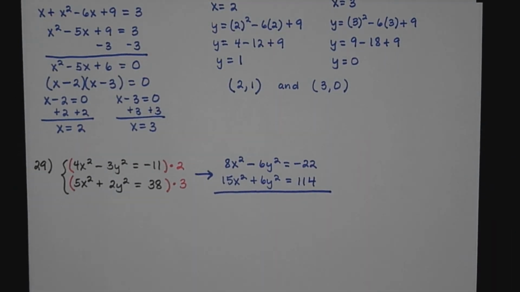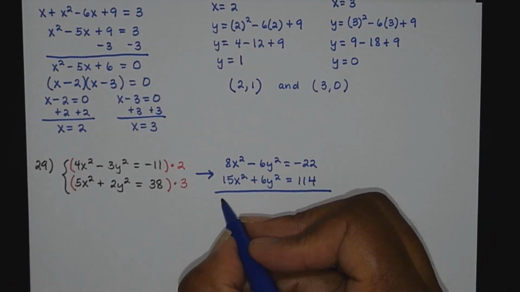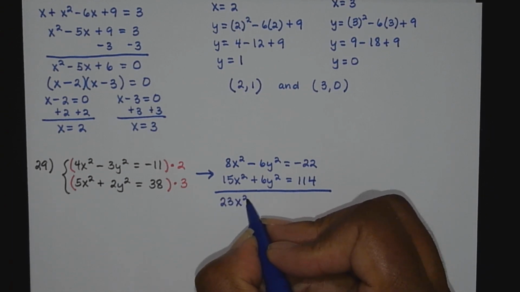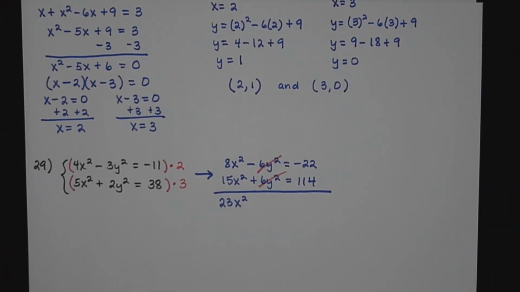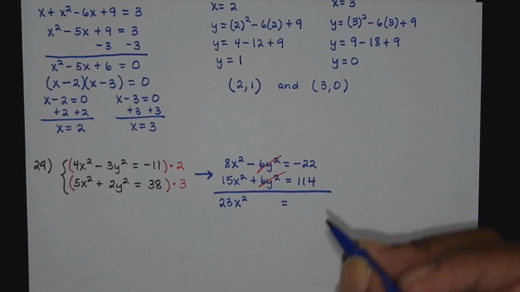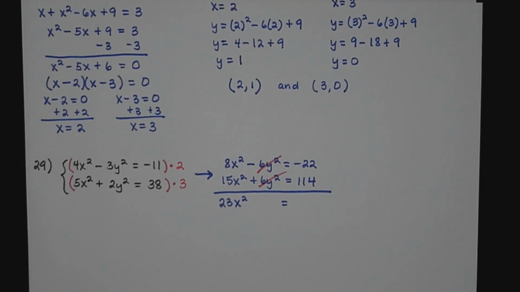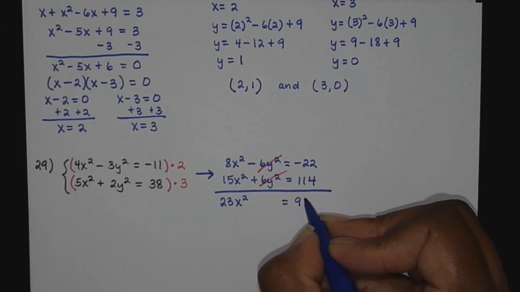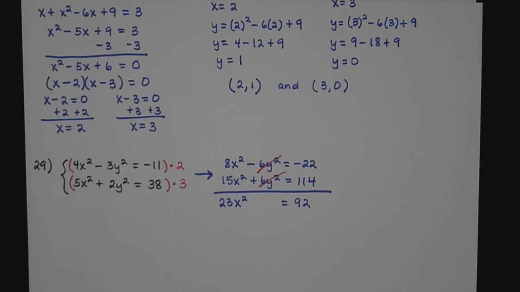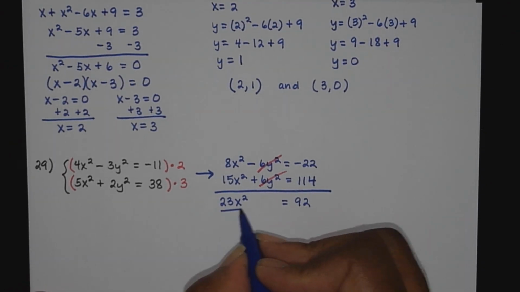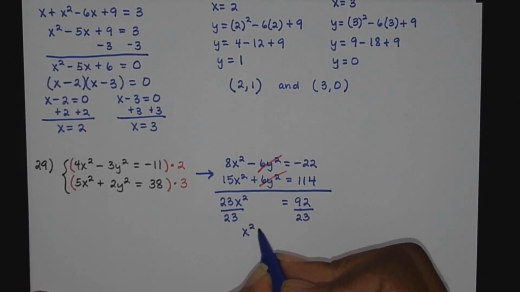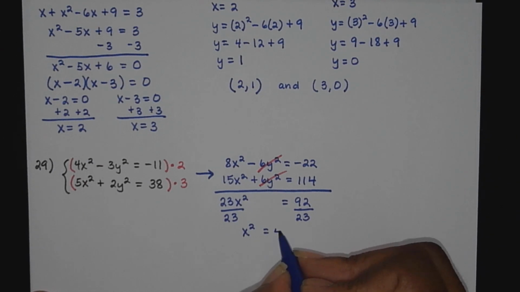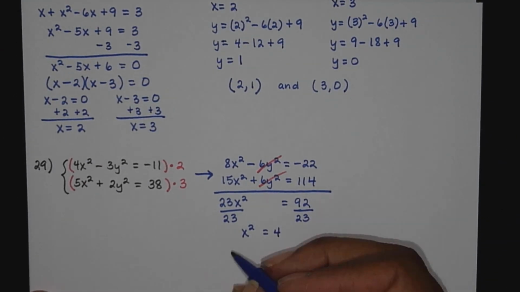Now we're going to add the two equations together. 8x squared plus 15x squared will be 23x squared. The minus 6y squared and the plus 6y squared add to 0, so that's gone. Then that's going to be equal to negative 22 plus 114. That's going to be 92. So I got 23x squared is equal to 92. And then divide both sides by 23. That means x squared is equal to, 23 goes into 92 4 times, so x squared is equal to 4.